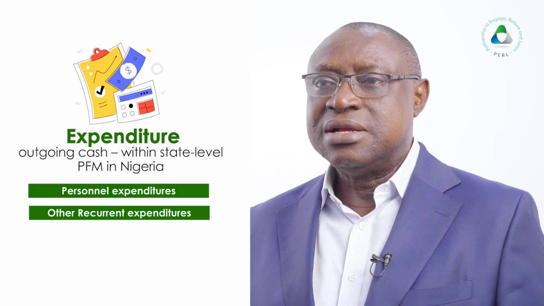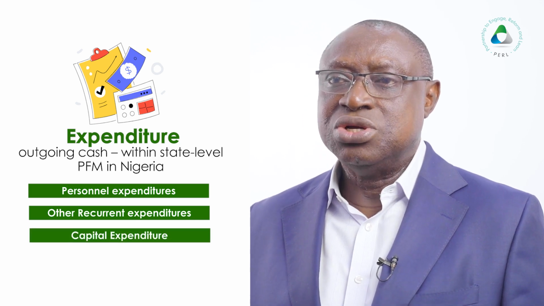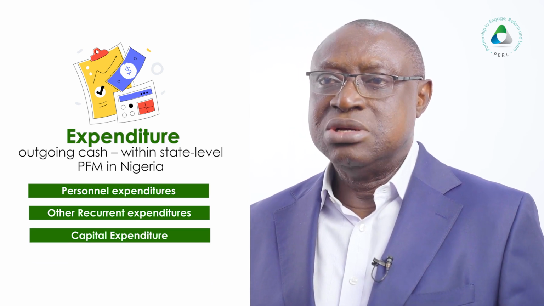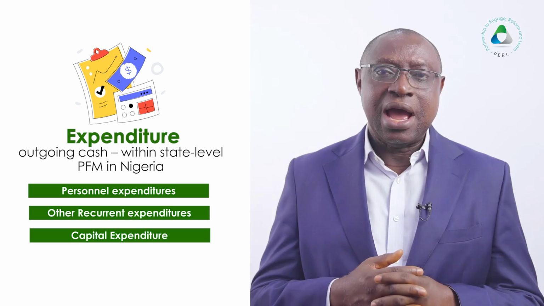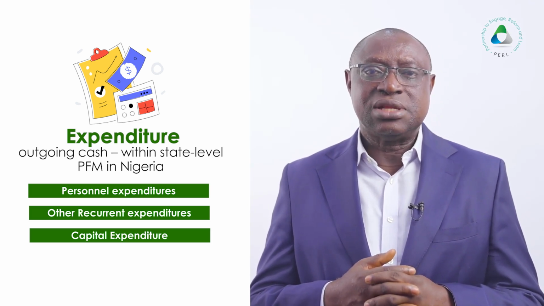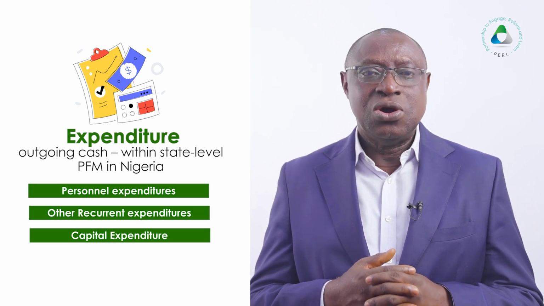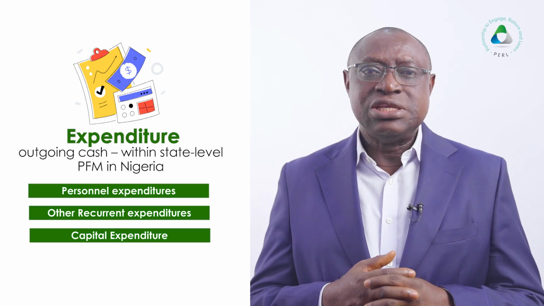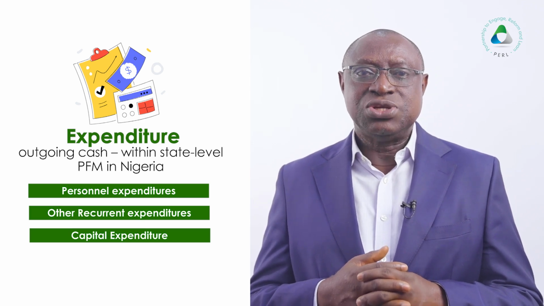And finally, there is capital expenditure. This relates to all expenditure to procure assets, both tangible assets like cars, roads, buildings, and intangible assets like human capacity or human capital development. These expenditures are typically classified under sub-account type 2.3, although in some number of states they use 3.2 to classify capital expenditure.